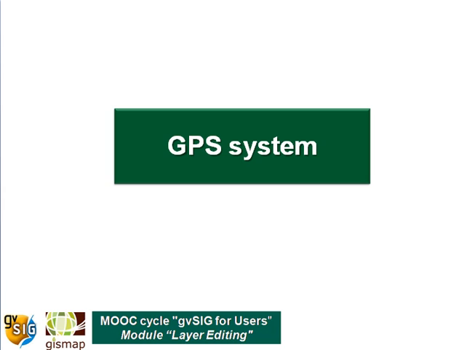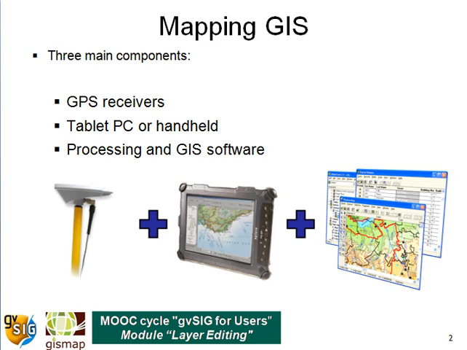I will give you briefly an overview about the main and the most important information about GPS. First of all, when we speak about mapping GIS, we have to distinguish three main components that will lead us to the data collection on the field.